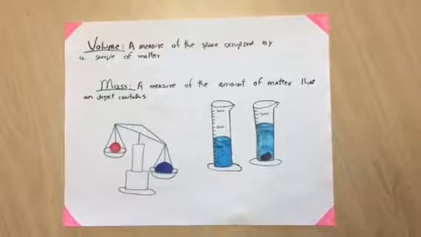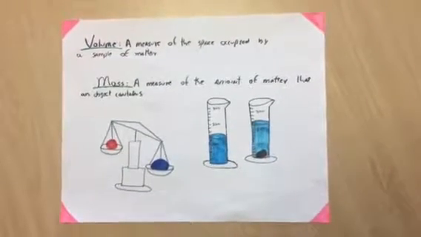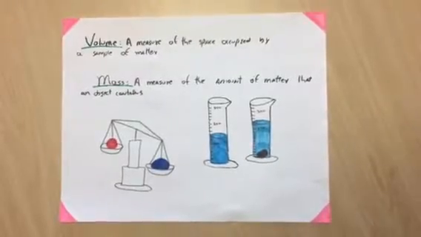A measure of the space occupied by a sample of matter is volume. Mass is the measure of the amount of matter that an object contains.